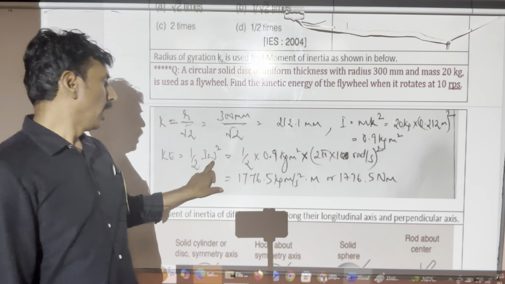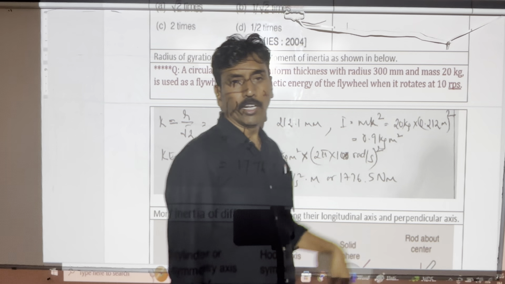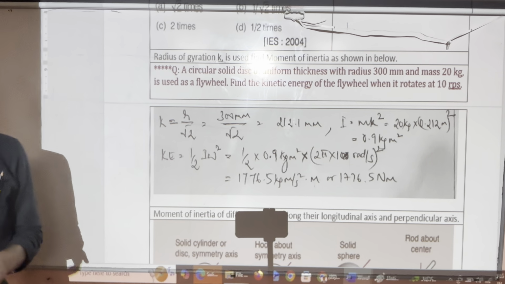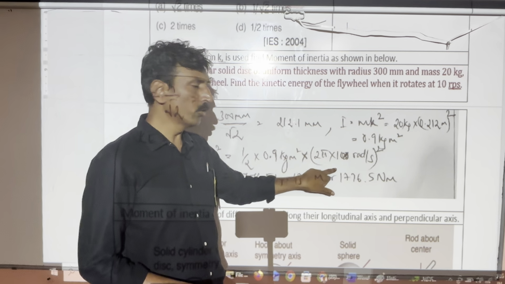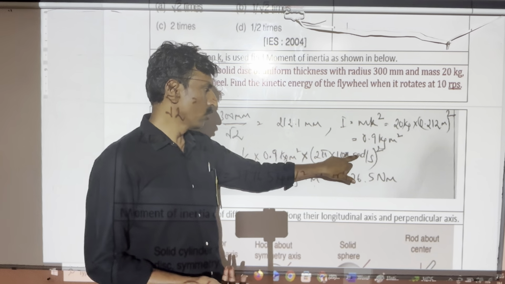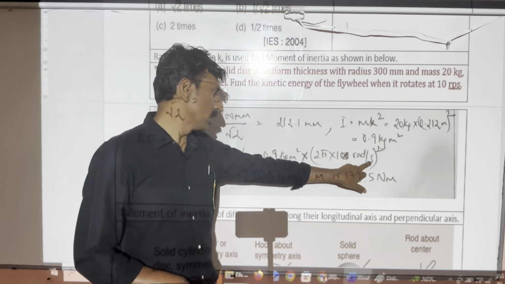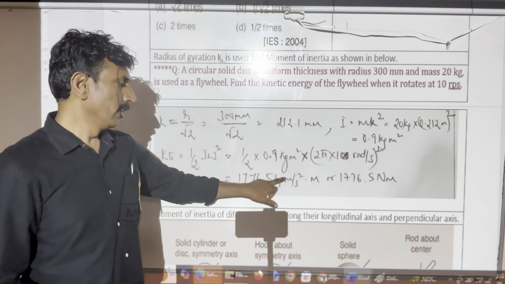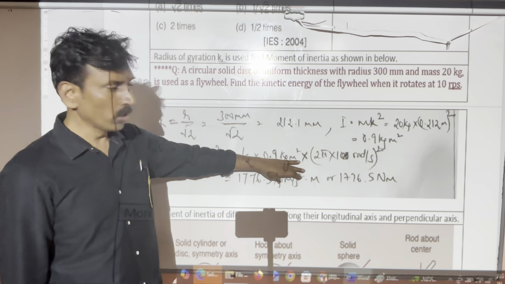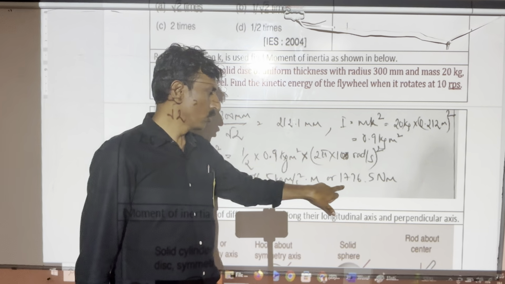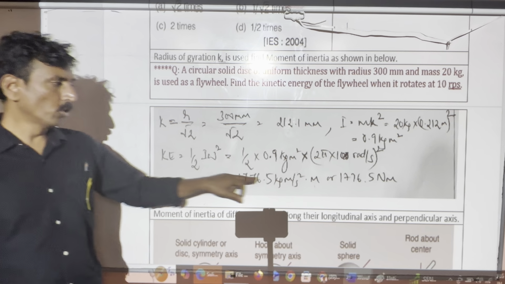Here it is I omega square. Omega is given as 10 rps. You know that one round is 2 pi, so 10 rounds is 2 pi into 10. You don't have to divide by 60 because it is already per second. So it is radians per second, squared, so there is a second squared. What you are left with is kg meter per second squared and one more meter. This kg meter per second square is newtons, so it is Newton into meter. So this kinetic energy has a unit of Newton meter, the same as torque.